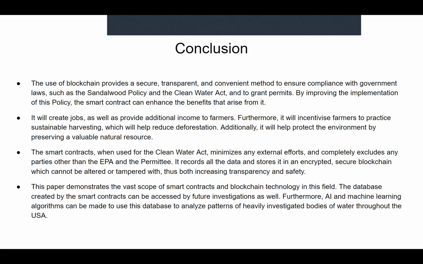Now, the smart contracts that were discussed in this paper are not limited to only the Clean Water Act. The basis of the smart contract can be used to help any other forest policies, and the Sandalwood Policy and Clean Water Act are just two mediums or examples to demonstrate the advantages of blockchain technology. The database created by the smart contracts can also be accessed by future investigations. A future scope could be to use AI and machine learning algorithms by implementing them in this database to analyze patterns of heavily investigated bodies of water throughout the USA, or to analyze other policies such as the Sandalwood Policy.